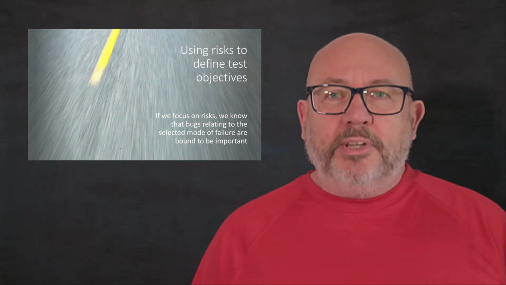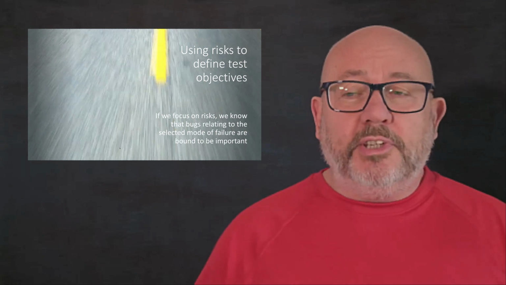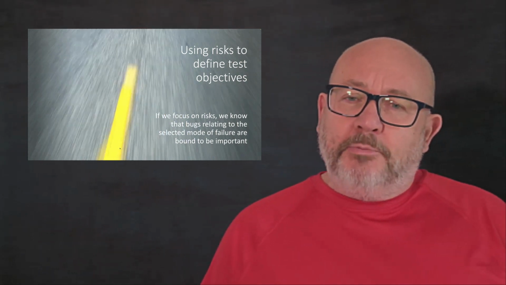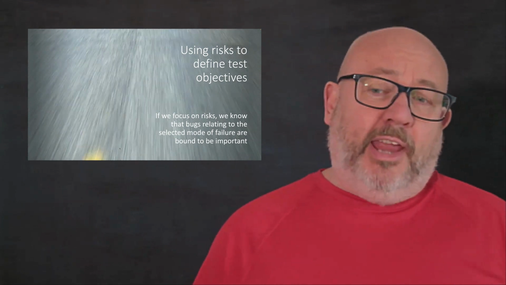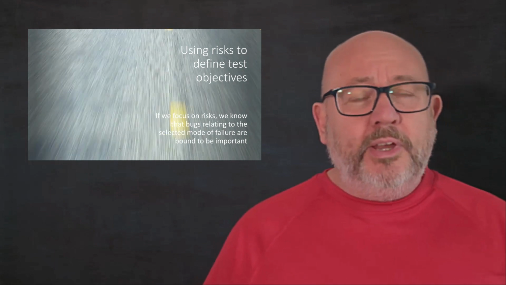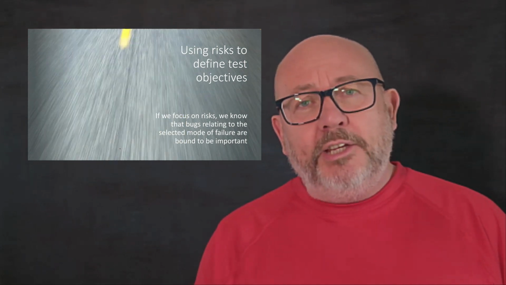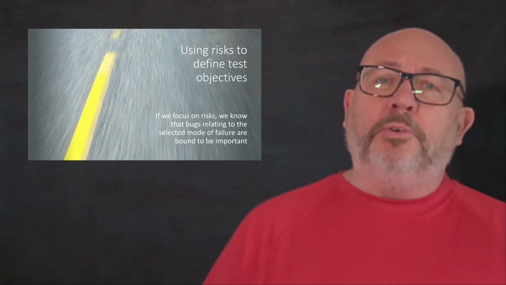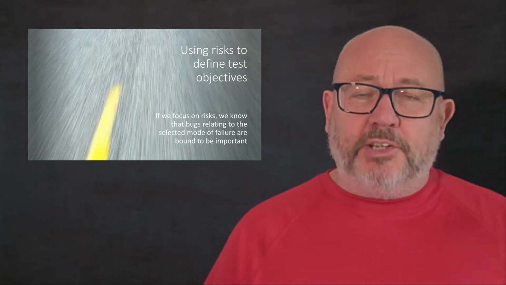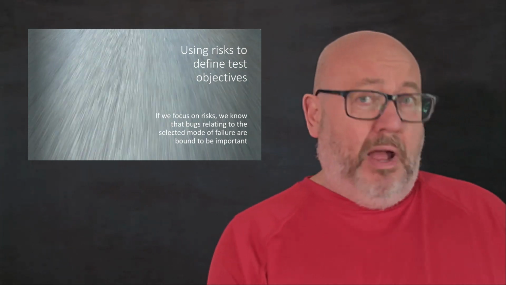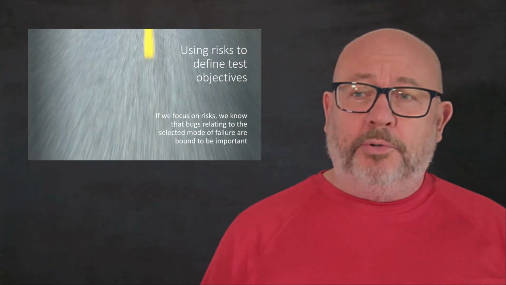Now what we do with our risk definitions, our risk descriptions, is we can use them to define test objectives. And we can make some statements about how this actually helps us. If we focus on risks, we know that the bugs relating to those selected modes of failure are bound to be important, because we can predict how we're going to regard those modes of failure as higher severity and therefore more important.